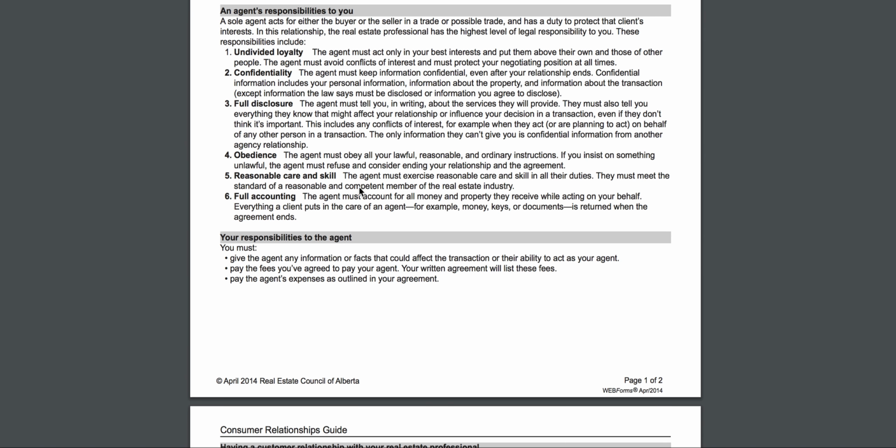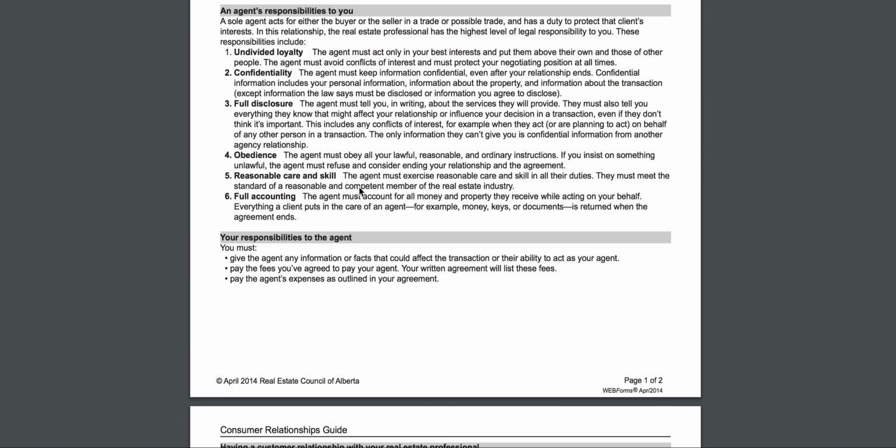Number 5 is we owe you a responsibility of reasonable care and skill. Every single agent that is going into the real estate profession is going to be doing their education. There's a bunch of courses that are involved in getting into the industry, and they owe you the care and skill that comes along with those. On top of that, there's experience that everybody gets while doing transactions, either buying or selling homes, so there's care and skill that comes above and beyond that because of the experience that agents will have in regards to this.